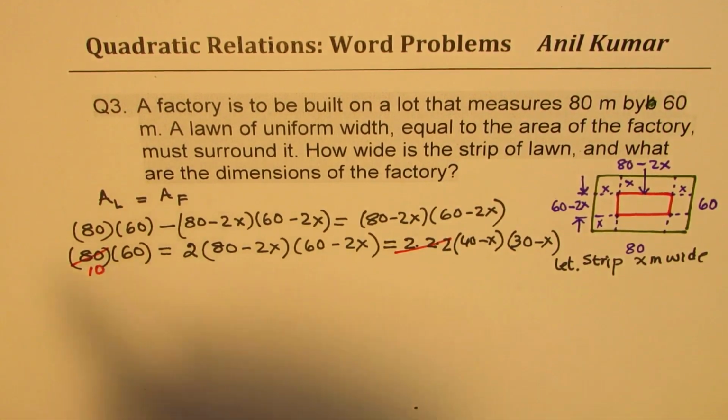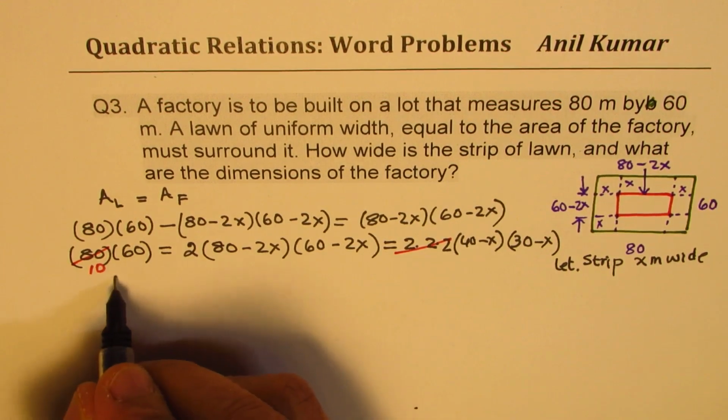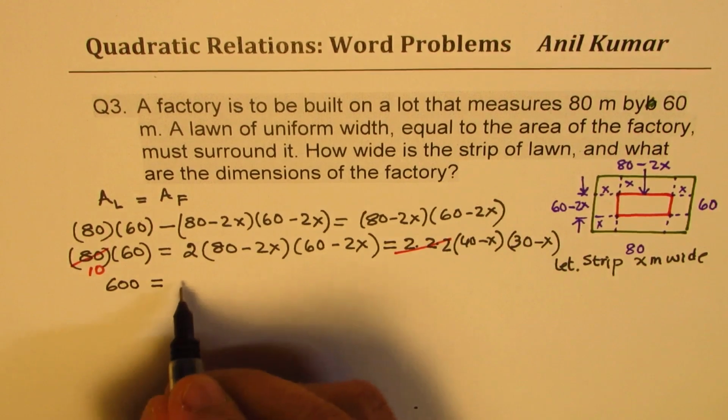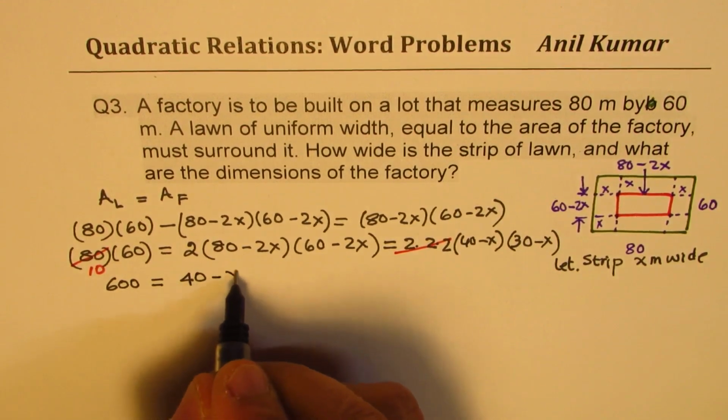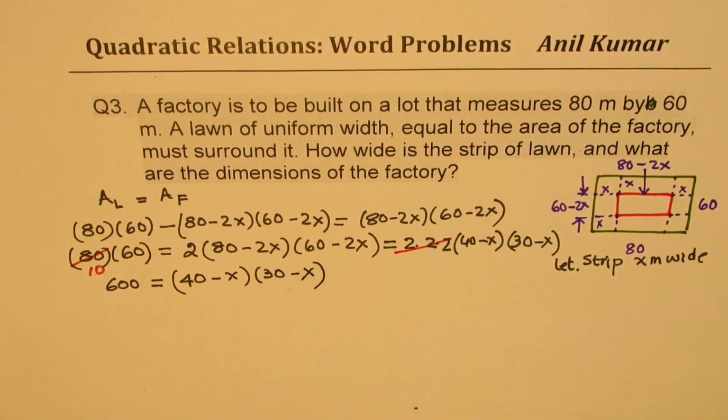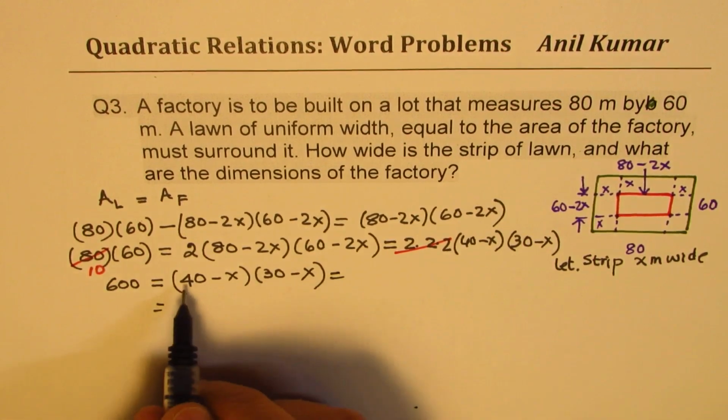So what we could get here is 600 equals this factor, which is 40 minus x times 30 minus x. Do you see it's a much simpler equation to work with? Okay. Now, it's a quadratic equation. So let's expand this. Let me expand it here itself.